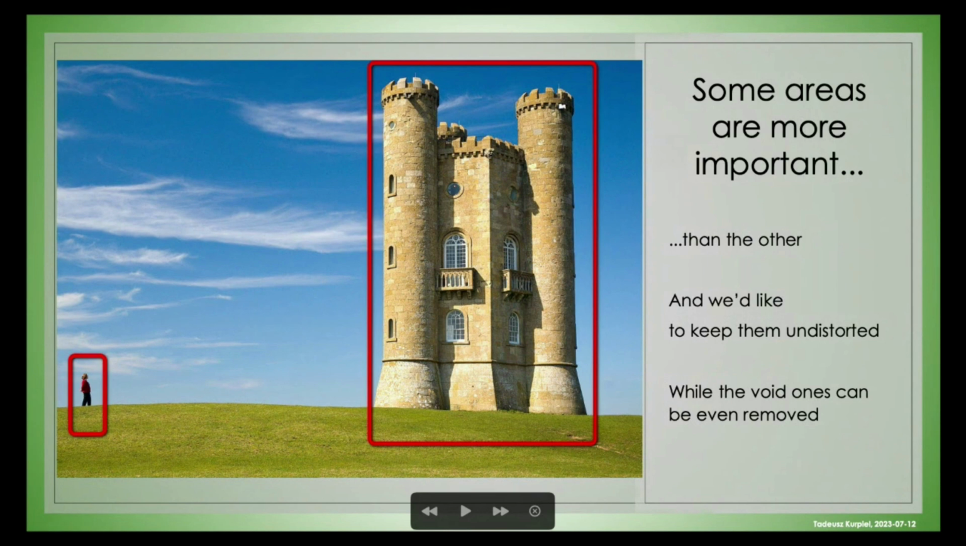The idea is that some areas in images are more important than others. For example, in this photo we can see some tower, some castle, and some person. Maybe your father-in-law, remember about it. And these details definitely have to be preserved while manipulating that photo. The other areas, the sky, the grass, and so on, can be thrown out.